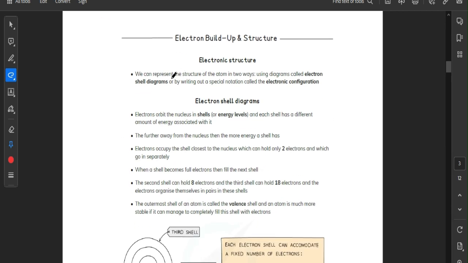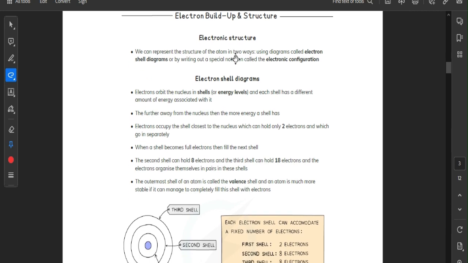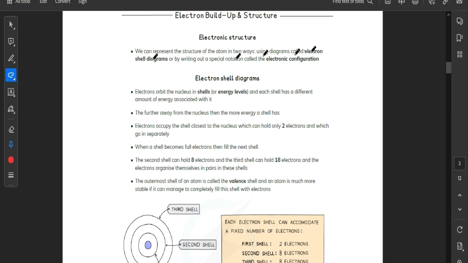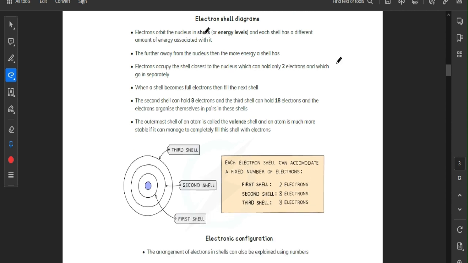Electron buildup and structure. The electronic structure. We can represent the structure of an atom in two ways: using diagrams called electron shell diagrams, or by writing out a special notation called the electronic configuration. Looking at the electron shell diagram, electrons orbit the nucleus in shells, or energy levels, and each shell has a different amount of energy associated with it. The further away from the nucleus, the more energy a shell has.